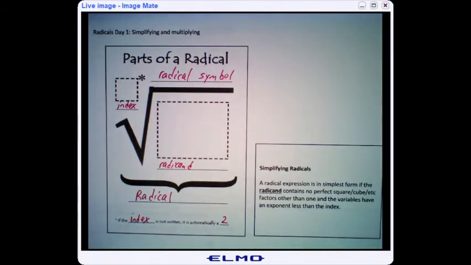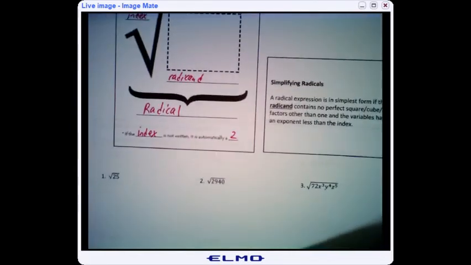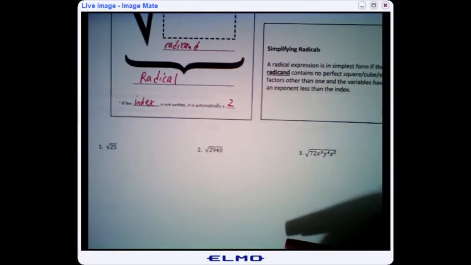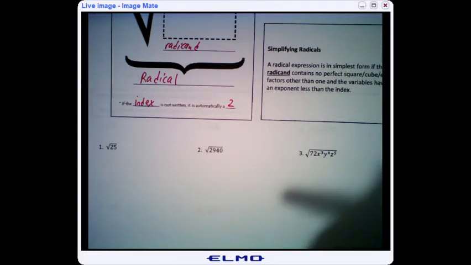When we simplify radicals, a radical expression is in simplest form if the radicand contains no perfect square, cube, etc. factors other than 1, and the variables have an exponent less than the index. So if I have the square root of 25, well, that one's nice, so that's just going to be 5.